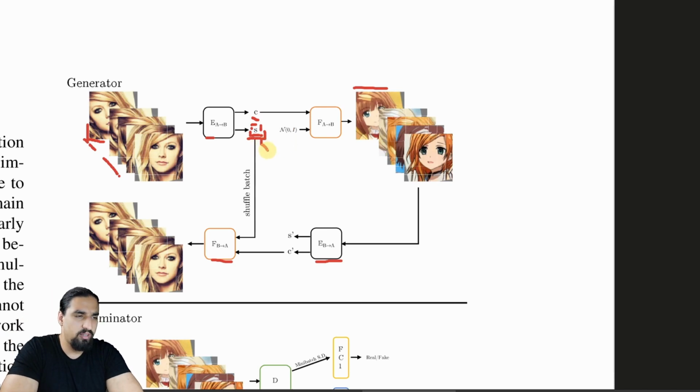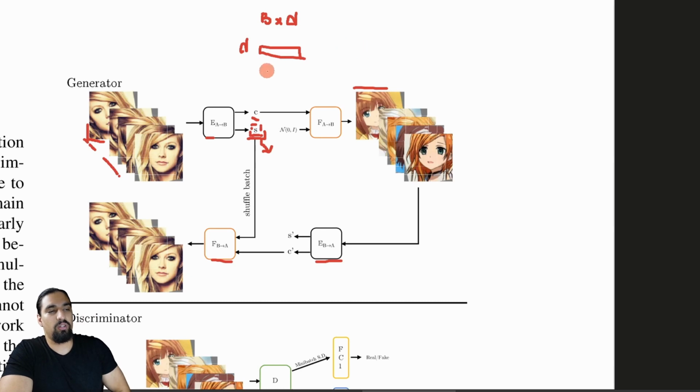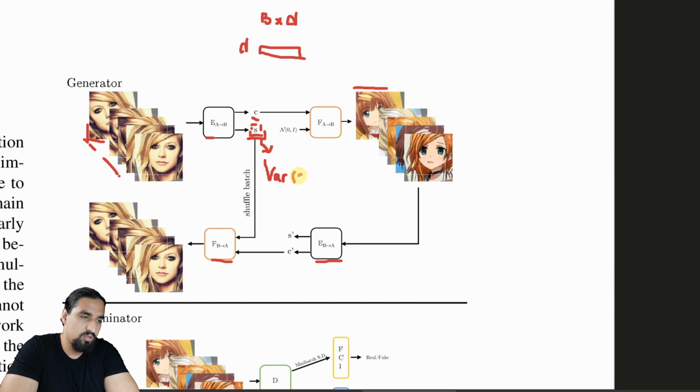How they enforce that these are the same is they find the variance. Imagine this S is a D-dimensional vector, and because they have a batch of B images, they'll have a B times D matrix, and they'll make sure that the variance across different vectors goes down to 0. So formally, the variance of this batch of style codes is one term that we are going to minimize. And obviously, when the variance is equal to 0, all of the vectors are the same.